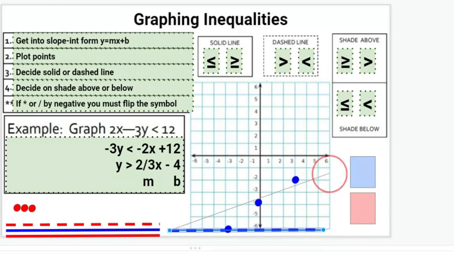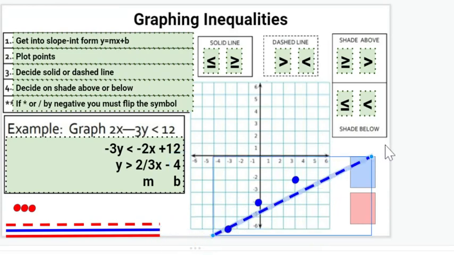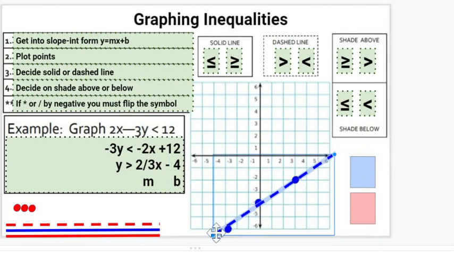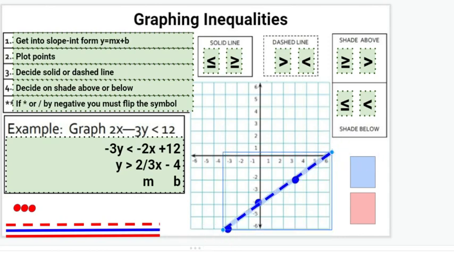And then I'm just going to adjust it so that it fits my points. This might take a little bit to get it in a way that looks good. As long as you have it generally in the right spot, that's good enough. You can tell my points aren't in line now. Alright, so that was step 3, decide on solid or dashed.